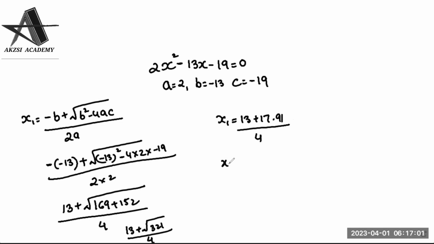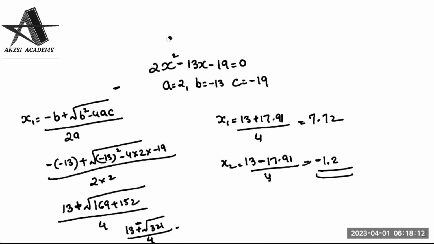And for x2, I only need to replace the plus sign with the negative sign, right? So it will be 13 minus 17.91 by 4. There's no point in calculating again from here till here because it's only a change of one sign. So plus is here, and when I replace it with negative, I'll get this one. And this will give me, up to 2 decimal places, negative 1.23.